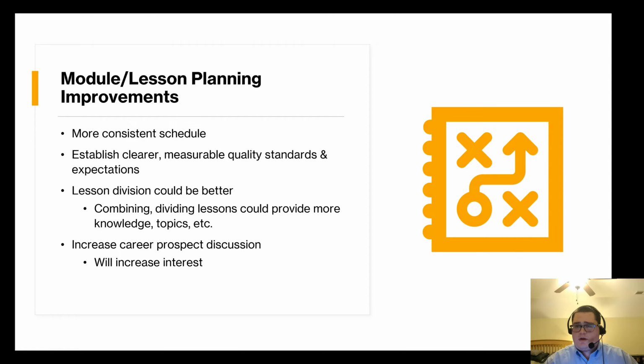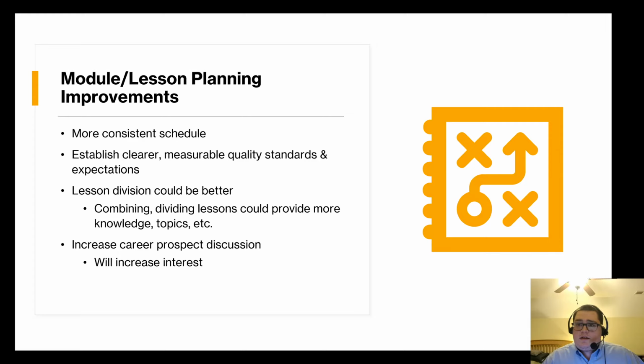The next bullet point is lesson division. So basically, this point says that had we divided the lessons up differently or combined lessons even in certain ways, we probably could have covered more topics, maybe covered more career paths, all that sort of stuff. So I think ensuring that we have the optimal division is definitely an improvement that needs to be made.